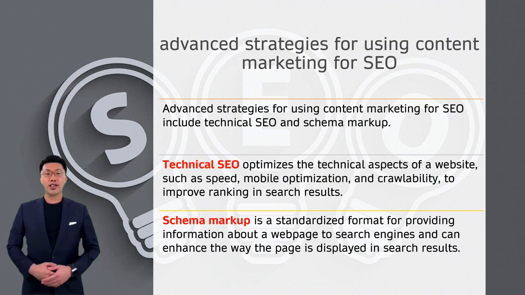There are also advanced strategies for using content marketing for SEO, such as technical SEO and schema markup. Technical SEO refers to the optimization of the technical aspects of a website, such as the site speed, mobile optimization, and crawlability, to improve its ranking in search results. Schema markup is a standardized format for providing information about a web page to search engines, and can be used to enhance the way the web page is displayed in search results.